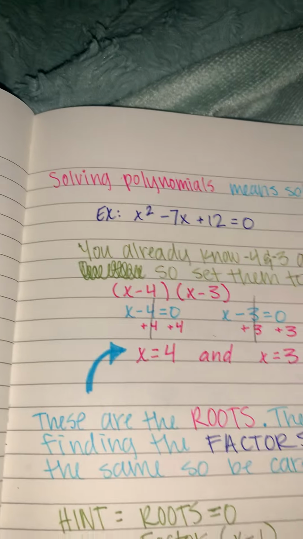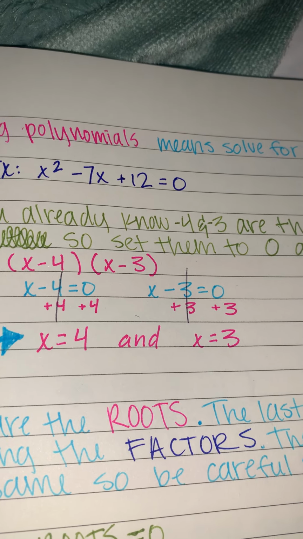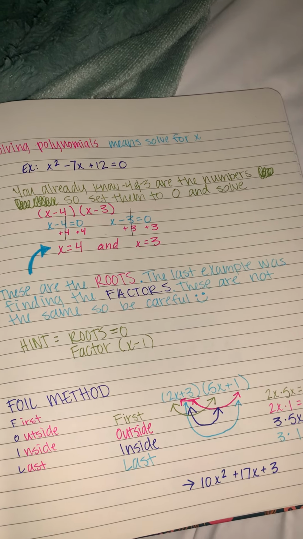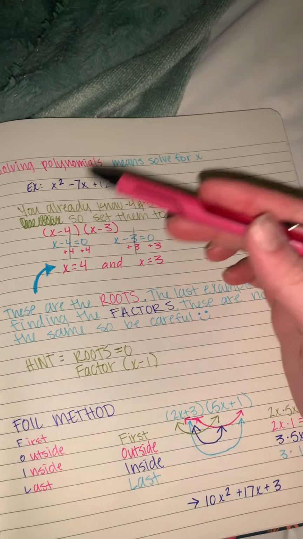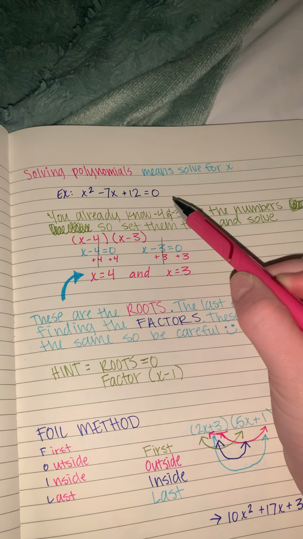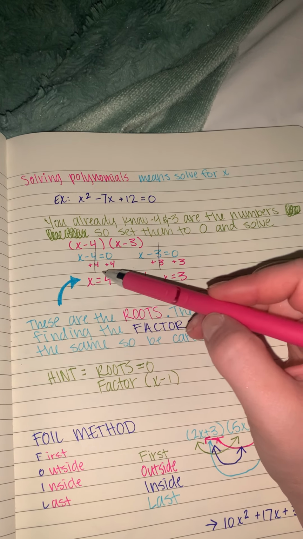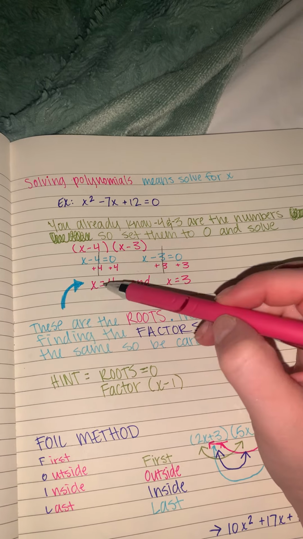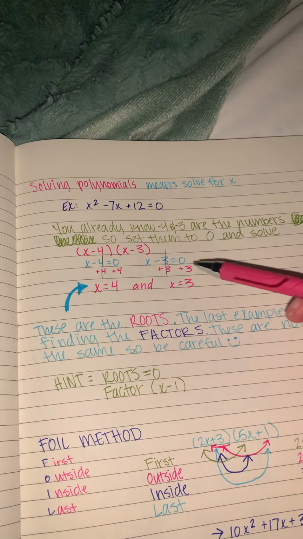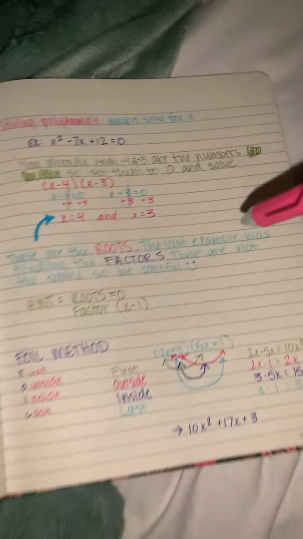Okay, so when something says solve a polynomial, it just means solve for x. So if they give you this, x squared minus 7x plus 12 equals 0, you already know negative 4 and negative 3 are the numbers, so set them to 0 and solve, because that's the same equation we just did, but now it's set equal to 0. So you put these equal to 0 and you solve for them. So plus 4, that cancels out, and then negative 3, you add 3, cancel that out, add it to the other side. So your answers are x equals 4 and x equals 3.